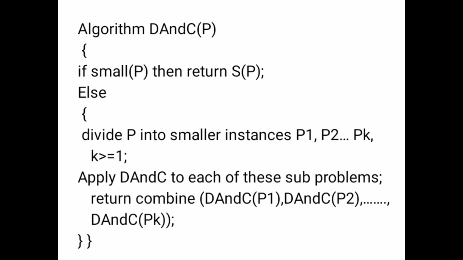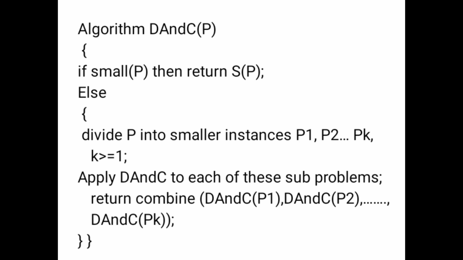More often, a problem instance of size n is divided into two instances of size n by 2. If the problem P is small enough to obtain the solution directly, the answer S of P is returned. This is all about divide and conquer.